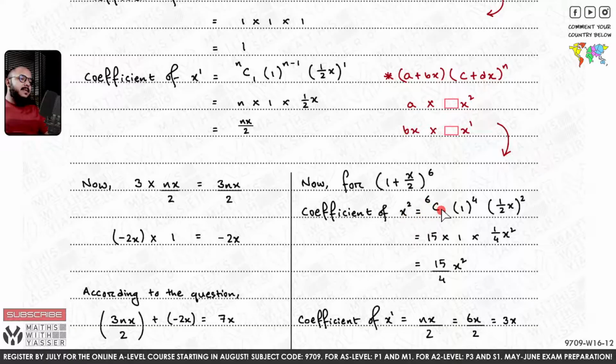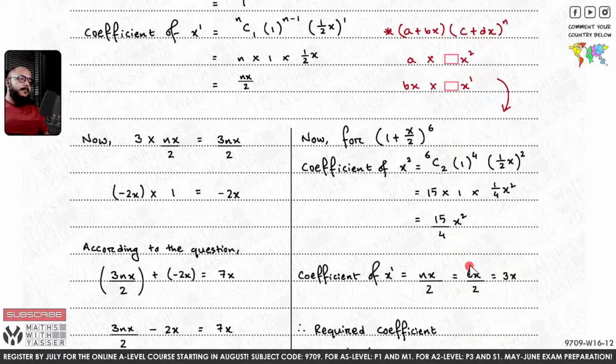So it will be 6C2. The reason why we will be using 6C2 is because we can clearly see that we have 1 plus x over 2. That means if we choose 2 over here, this power will go over there, and it will eventually make it x square. Hence we are going for 6C2. So 6C2 times 1 to the power 6 minus 2, which is 4, and half x to the power 2. That gives us 15 times 1 times 1 by 4 x square, which is 15 by 4 x square.